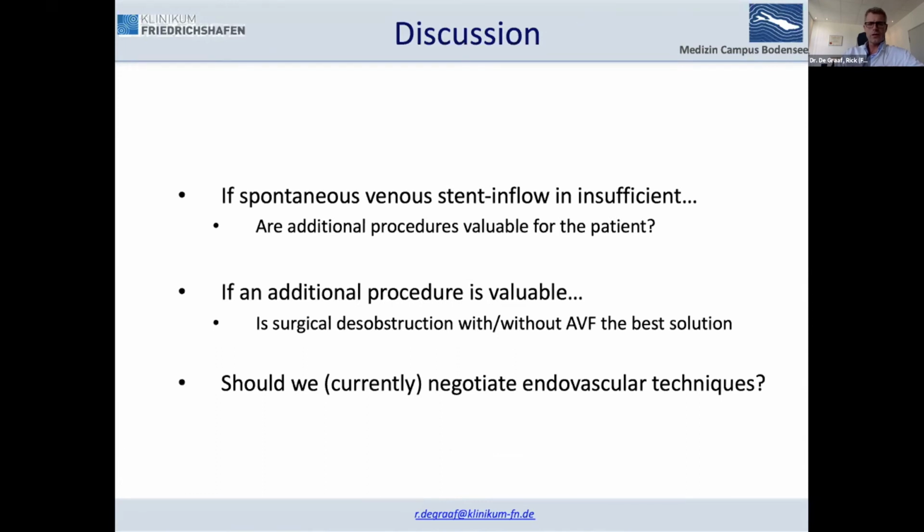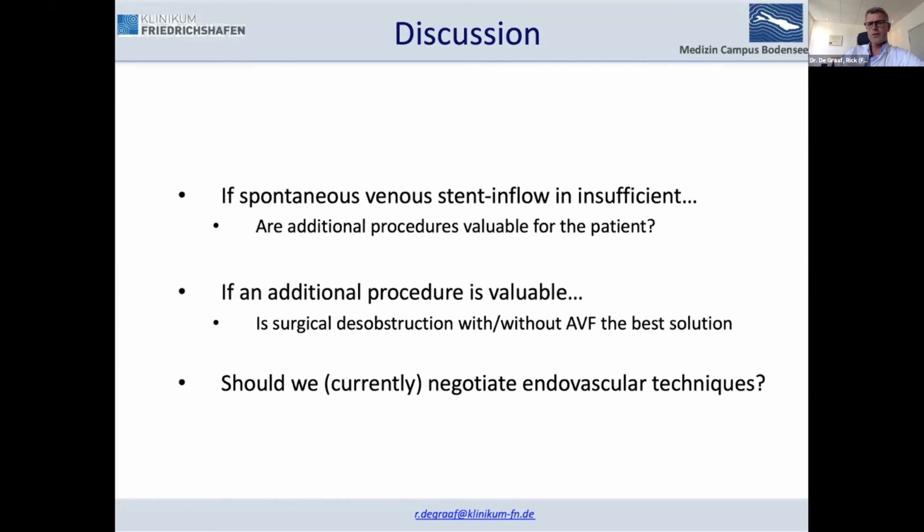So for discussion, if spontaneous venous stent inflow is insufficient, are additional procedures at all valuable for the patient? What I mean is, if you have a very poor inflow from the femoral vein and the profunda vein, you can of course do an endophlebectomy and place a fistula, and the stent will stay open. But there's not enough outflow from the leg. So if there's not enough outflow from the leg, why would the patient be better after? Because there will still be venous hypertension in the calf and below, right?